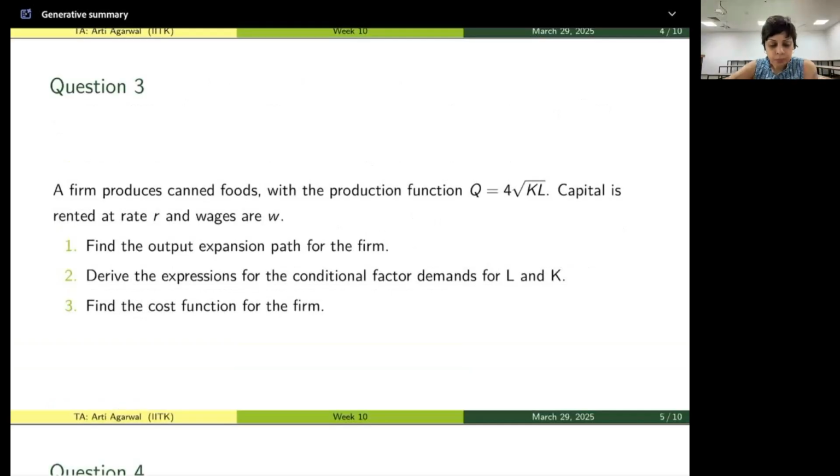Okay, now we come to the next question. The question is, a firm is producing canned foods and the production function is given as 4 root K into L. The capital is rented at rate R and wages are W. So you are supposed to find the factor demand functions of L and K, the output expansion path for the firm, and the cost function of the firm. I'll give you a few minutes to think about how we will solve this first, and then I'll solve it.